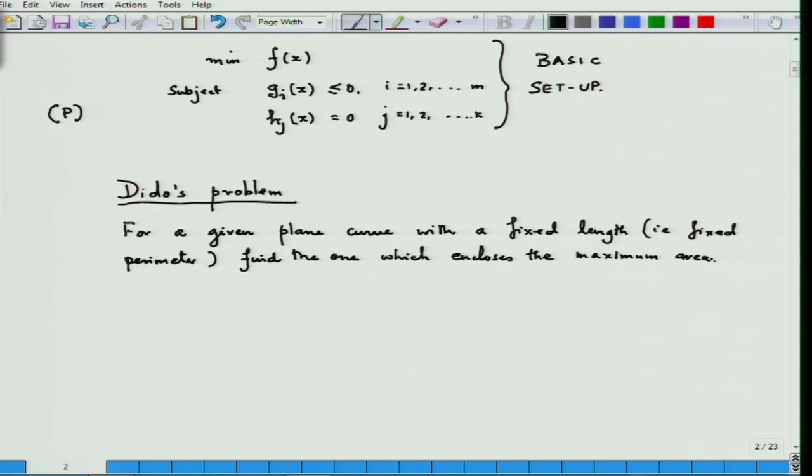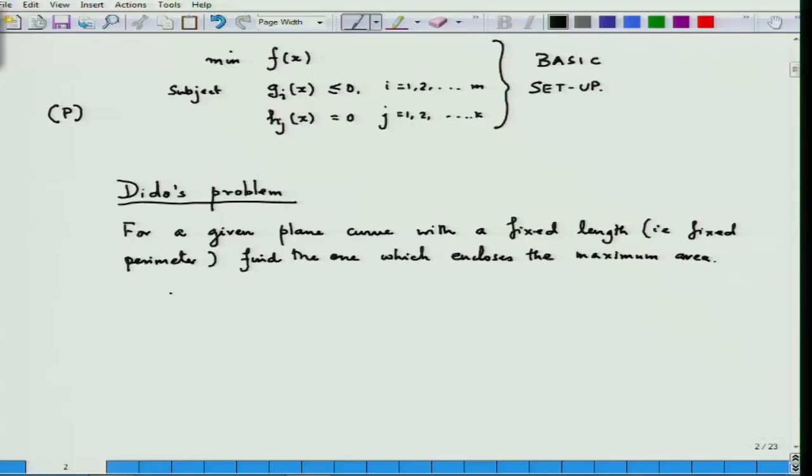area. Are you trying to guess the answer? If you are trying to guess the answer, you can try it for a few minutes, but I am slightly restless, I need to tell you the answer. The answer to Diderot's problem is the circle.